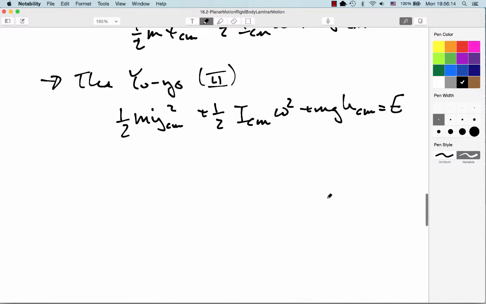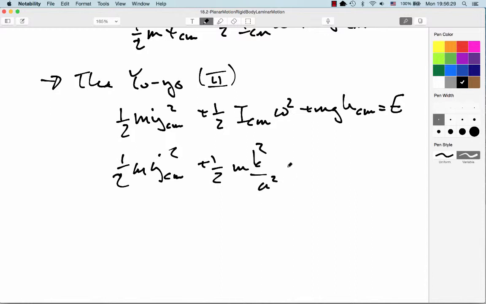So following the prescriptions that we've had before, we're choosing down to be positive, so we can write this as 1/2 m y_cm dot squared plus 1/2 m k squared over a squared, just like before, y_cm dot squared, minus, because down is positive, minus m g y_cm equals E. So that's just doing the same prescription that we've done before.